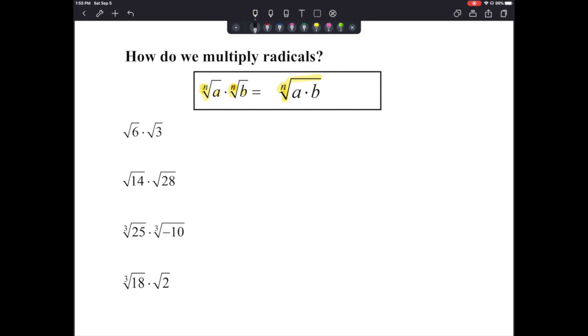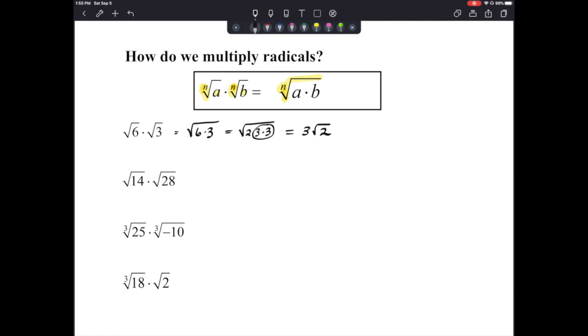So what we're looking at here, the square root of 6 times the square root of 3, we can rewrite this as the square root of 6 times 3. Now you can turn it into the square root of 18 and then break it down. Or you can think about it as 6 is 2 times 3 times another 3. We're going to pull out that 3 and we have 3 times the square root of 2.